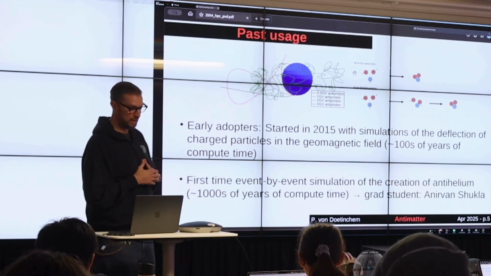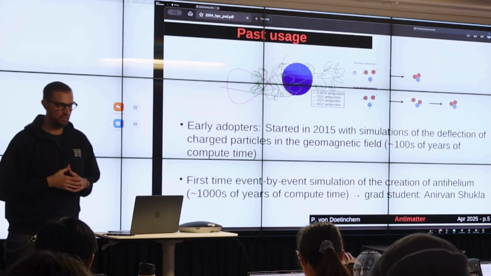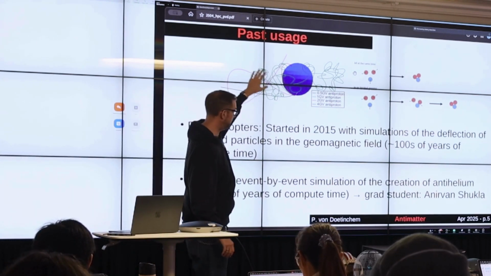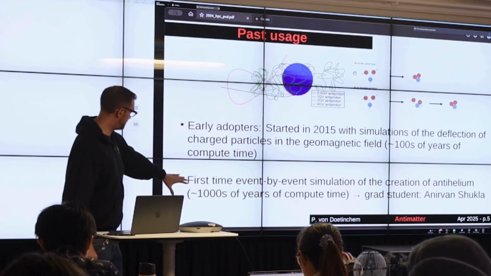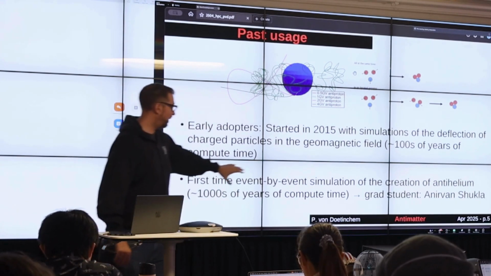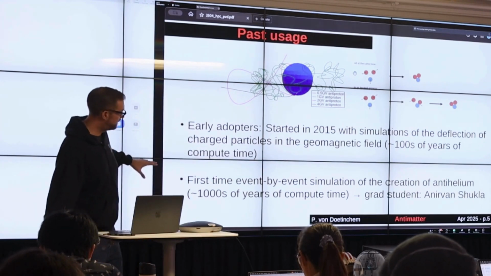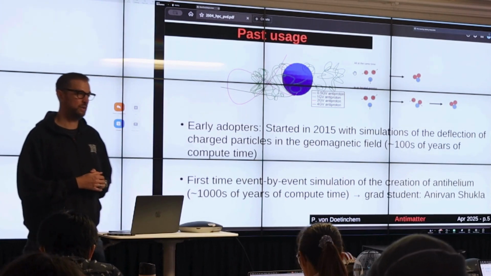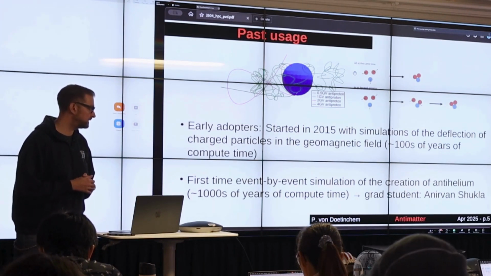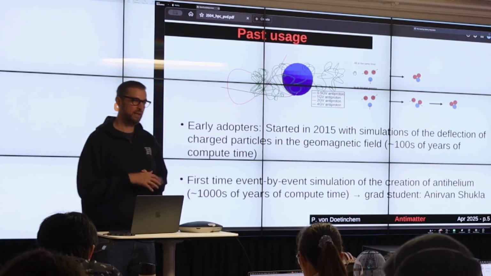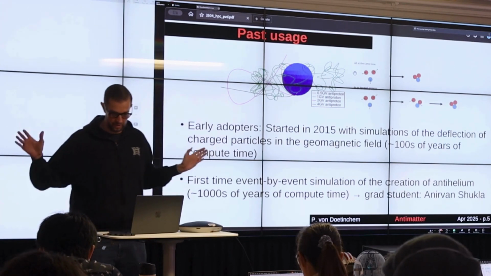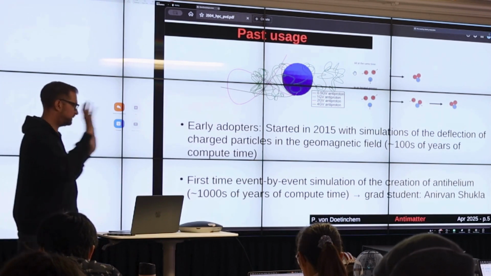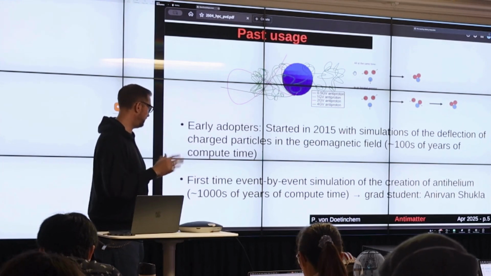So we did big studies of how particles behave in the geomagnetic field. So it's making these complex loops here. And our biggest study yet was the simulation of the creation of anti-helium, which is really hard to make in our galaxy. There are maybe hints that anti-helium has been detected in our galaxy, which is completely unforeseen, which could be another hint of some sort related to dark matter, but you really don't know what it is.